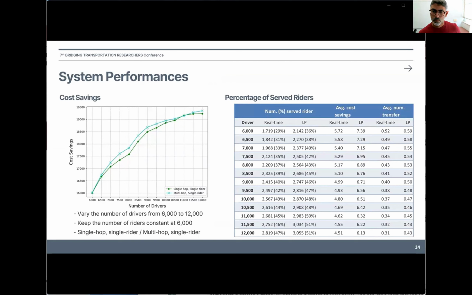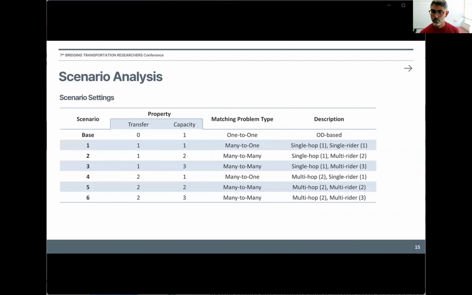The market hub single rider scenario achieved greater saving compared to the single hub scenario, highlighting the importance of transfer in maximizing efficiency. This slide summarizes the different scenarios tested in our analysis. We gradually allow more complexity by introducing transfers and carpooling. These scenarios enable us to analyze how features like transfer limits and carpool size contribute to system performance.